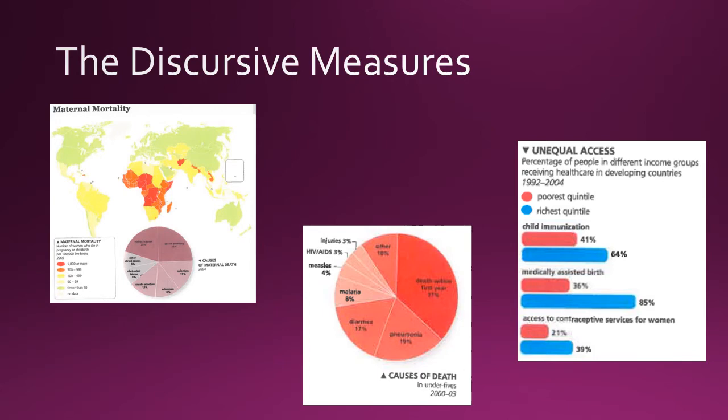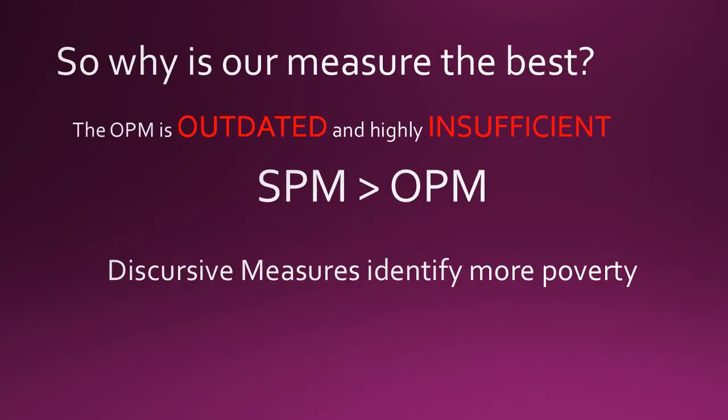This, of course, is not a perfect system. However, it does to some degree address the central capability failures not due to income lowness, which is something that no other measurement does. So why exactly is this measurement the best? First and foremost, the OPM has several flaws that make it outdated and highly ineffective. In contrast, our modified SPM is better than the OPM because it more holistically measures income lowness. Of course, as our definition states, poverty is more than income lowness. Therefore, our discursive measures are extremely important because they identify poverty not caused by income lowness. Combined, our modified SPM and the discursive measures are the best way to fully measure poverty.